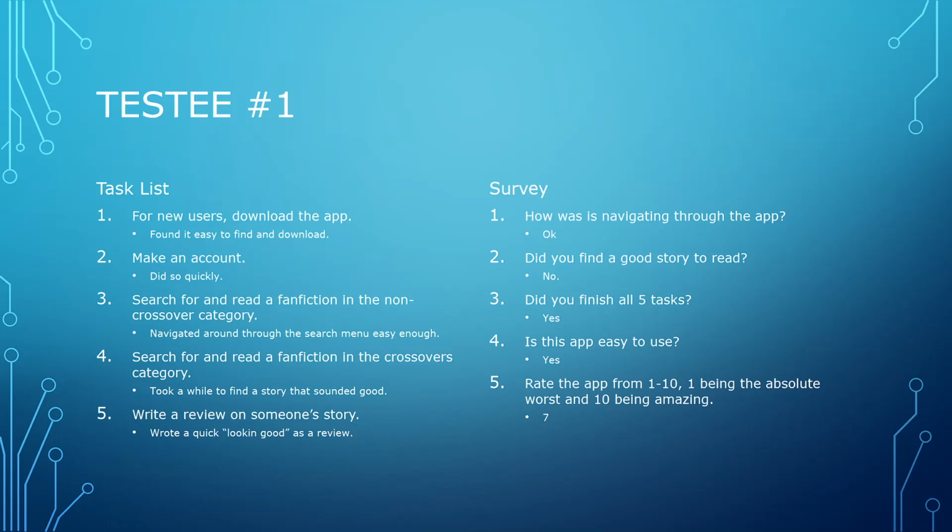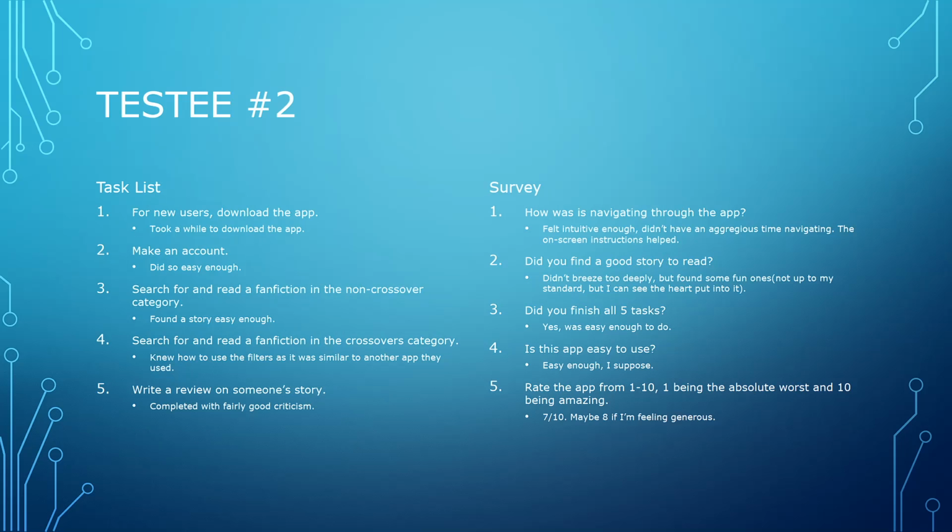Testee number 1 found it easy to download the app. They made an account pretty quickly. They went through the search menu easy enough, but it took them a while to figure out how to use the crossover category. The review they left was just a simple "looking good" for the story. They found the app navigating was okay. They did not find a good story to read, unfortunately. They finished all 5 tasks, they found the app easy to use, and they rated it a 7.